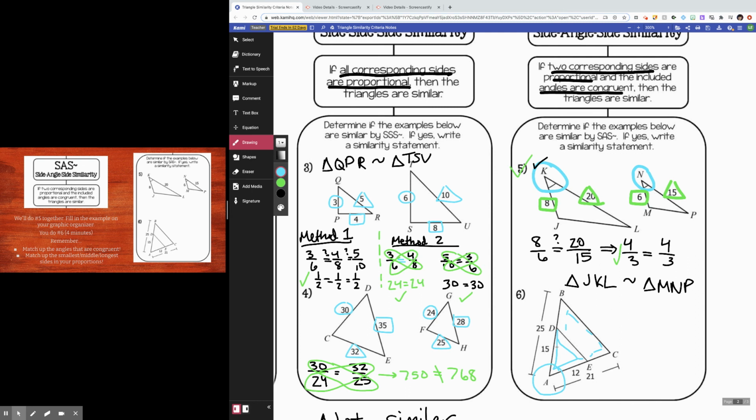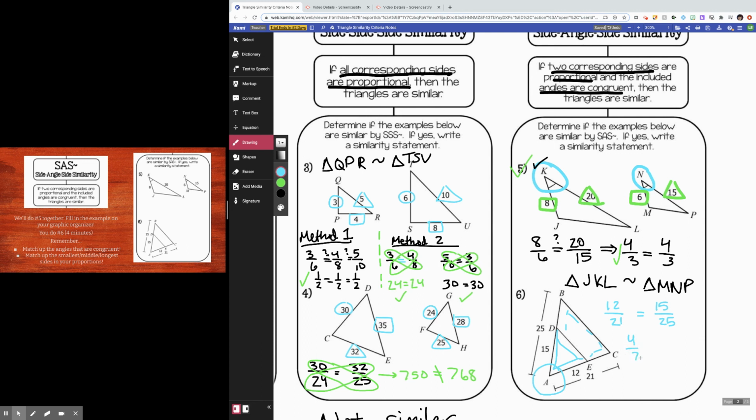So my smallest side in the small triangle is 12. That goes with 21 in the other one, so 12 over 21. And I want to check, does that equal 15 over 25? Again, I'm going to use method 1 just because I don't really want to do this multiplication because I don't have a calculator with me, and it would take me a second to do that multiplication. So I'm going to use method 1 and reduce these fractions. So biggest number that goes into both 12 and 21 is 3. 12 divided by 3 is 4.